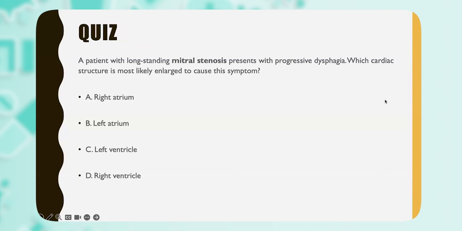The first question is: a patient with long-standing mitral stenosis presents with progressive dysphagia. Which structure is mostly enlarged to cause this symptom? Would anyone care to answer? You can unmute yourself and answer. Yeah, left atrium. Left atrium. Yeah, that is the correct answer.